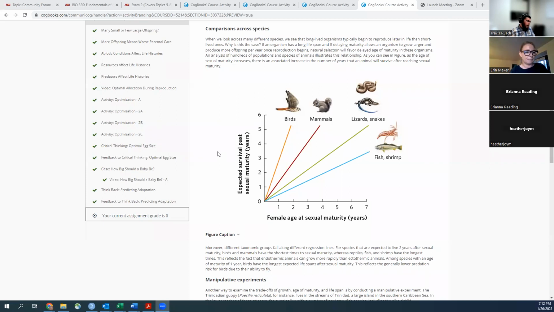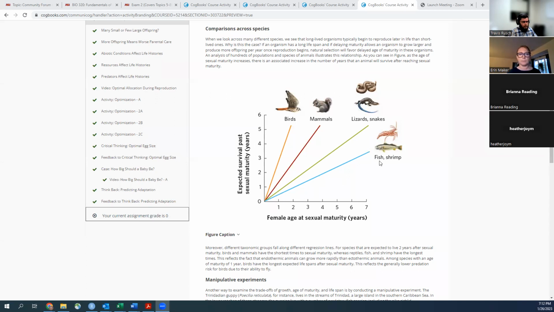Yep. So on the y-axis, it looks like we have expected survival past sexual maturity. And that just ranges from 0 to 6, and that's time. So it's in years. So this is assuming that they've already reached sexual maturity and how long they live after that. And then the x-axis is female age at sexual maturity in years.